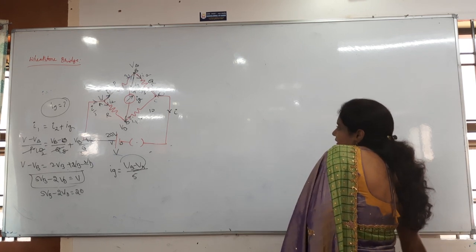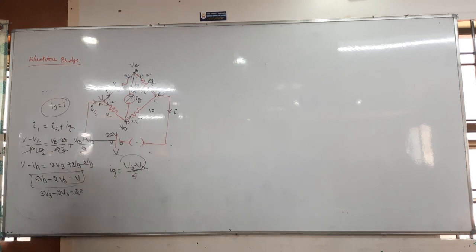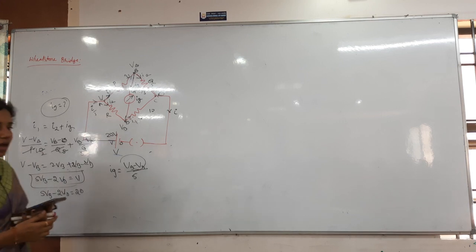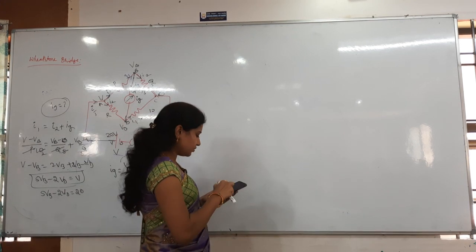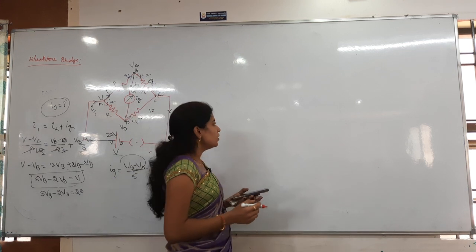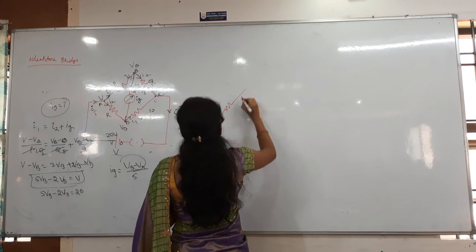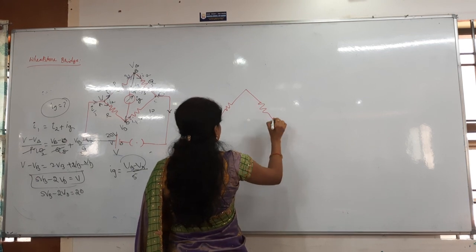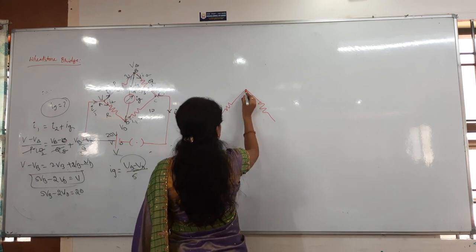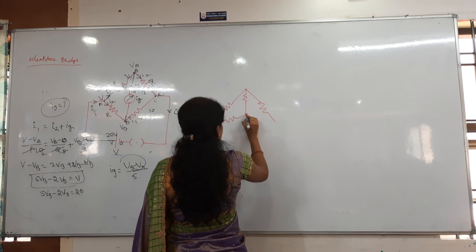In the next line, to calculate the current in the galvanometer, apply the nodal methodology and find the potential difference between B and D. That's it. Solve this problem.